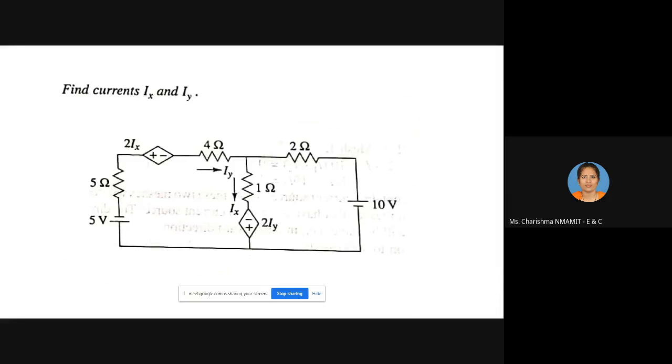Okay, you take down the next problem. Find the currents Ix and Iy using mesh analysis.